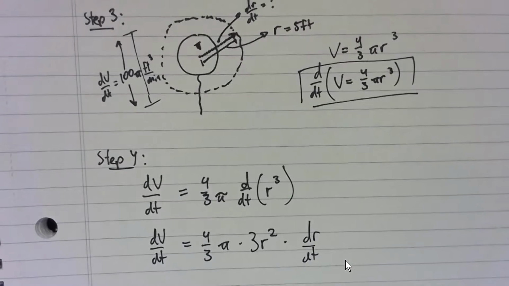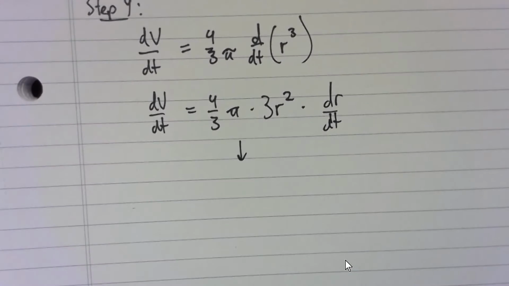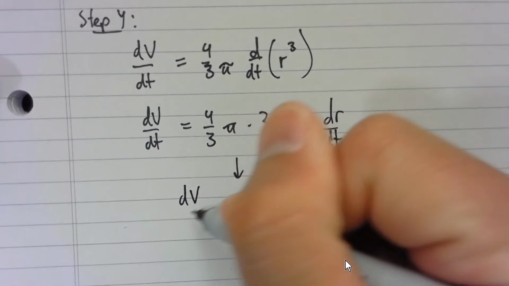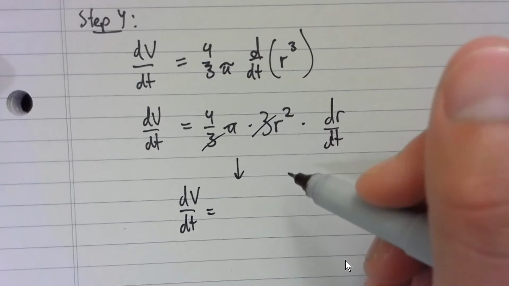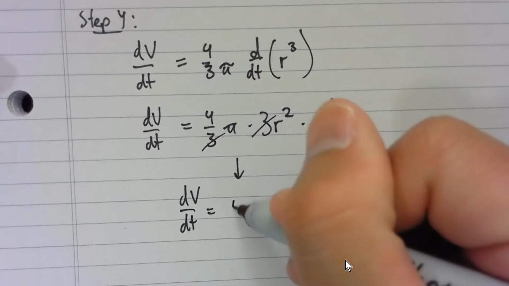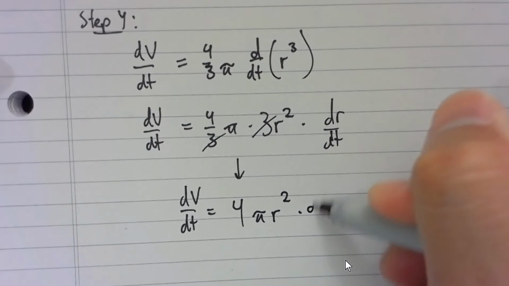Let's simplify that to dV over dt is equal to, these will cancel out. So I'm going to have 4 times pi r squared times dr over dt.